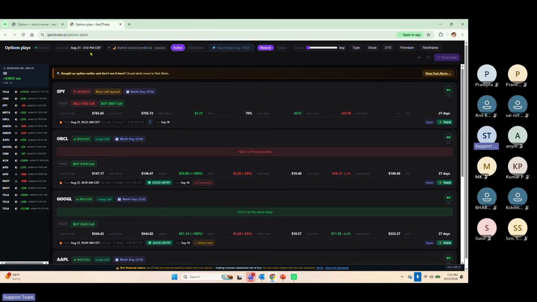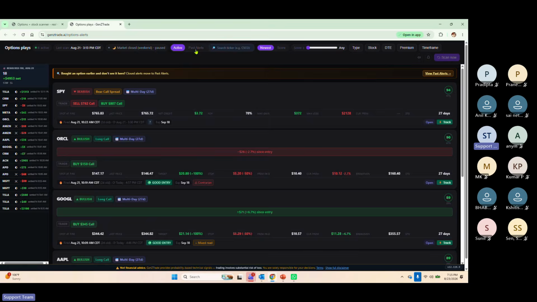So right now the market is closed, but tomorrow morning, Monday morning, you will see a fresh new setup, right? Active is the one that is already active. For example, there are some options that you see, they are multi-day, 27 days, the multi-day setups, right? These multi-day setups mean the expiry date is September 18. So these options are still in play. They're still active, they're still working. So that's what is showing up.